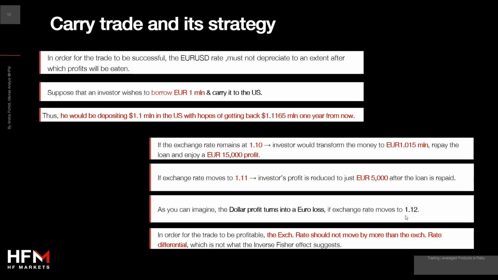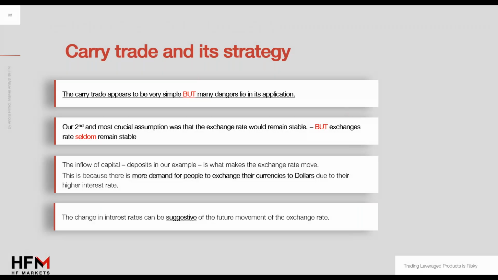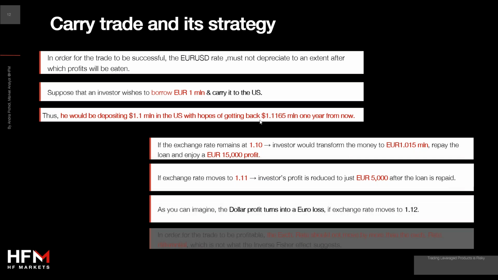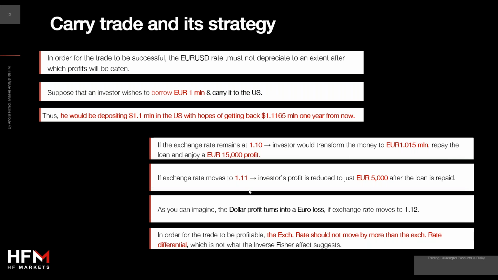Okay? What I mean by the exchange rate differential, it was 1.5%, the differential. So let me get back. When he initially borrowed the money, we calculated that he will get back 1,116,500. He will get this money back based on the scenario that in the US, the deposit interest rate was 1.5%. I'm going to write it down for you. In the US, it was 1.5%, sorry. And in Europe, the European one was at 0%. So the difference between the interest rates of these two countries was 1.5%.